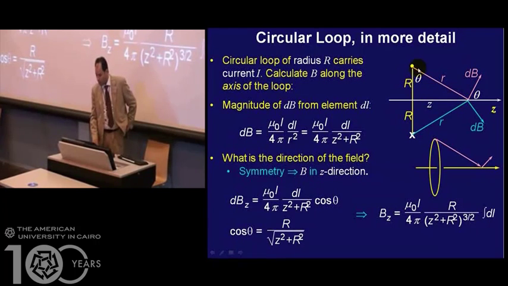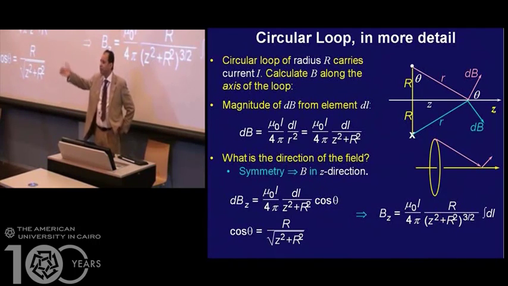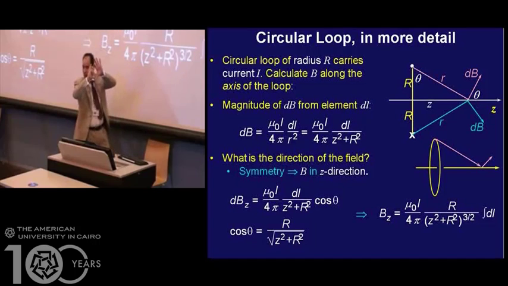Now, look, cosine theta, cosine of that angle theta, equals capital R divided by r small, which is R divided by the square root of R squared plus z squared. This is cosine theta. Now plug in the value for cosine theta in here, and that's what you get. Look at that equation. In order to find the magnetic field, I have to integrate that equation from the beginning of the wire to the end of the wire, which is a circular loop.